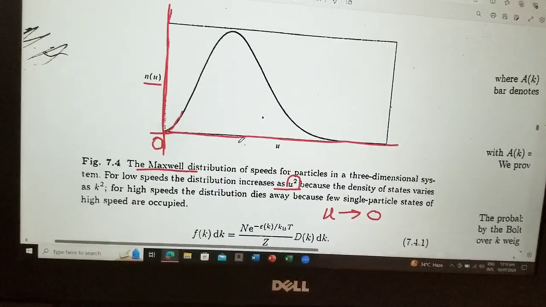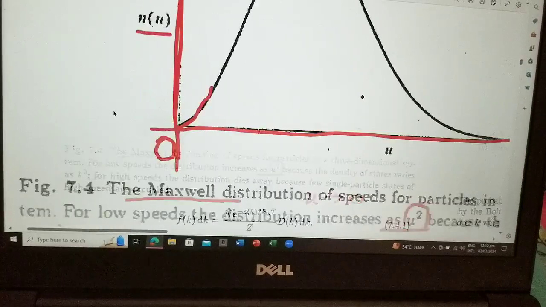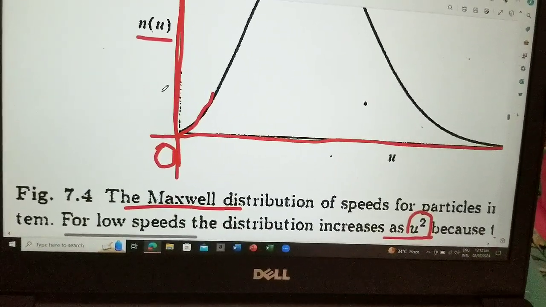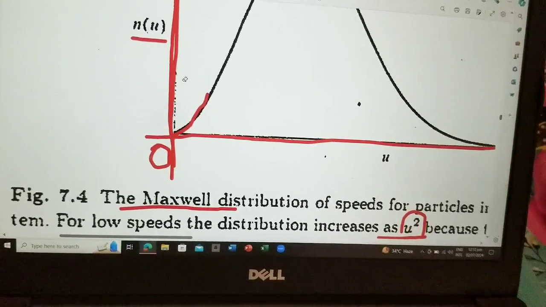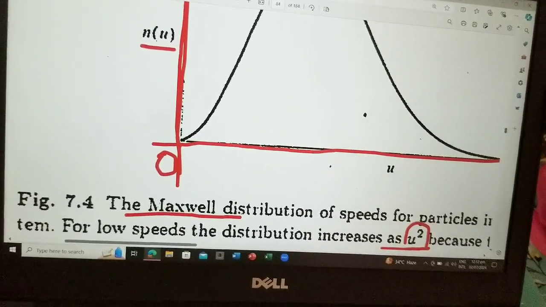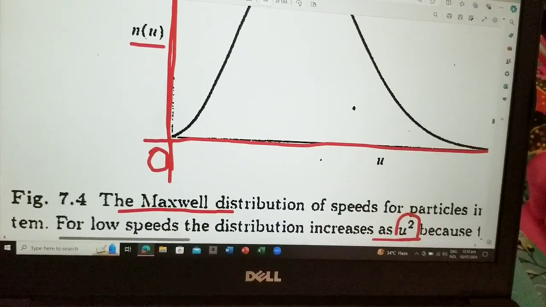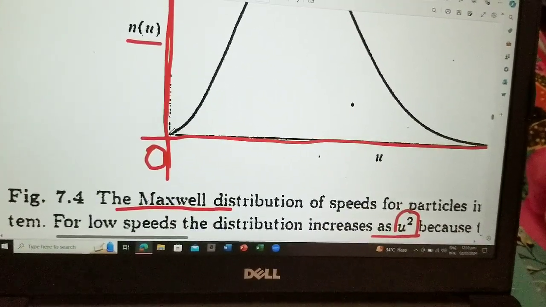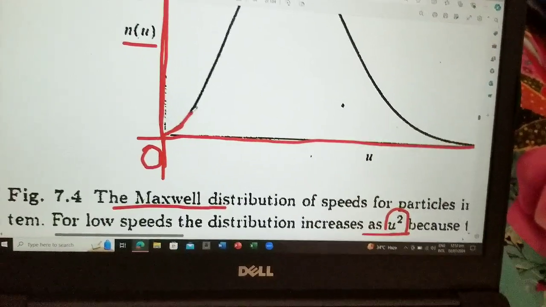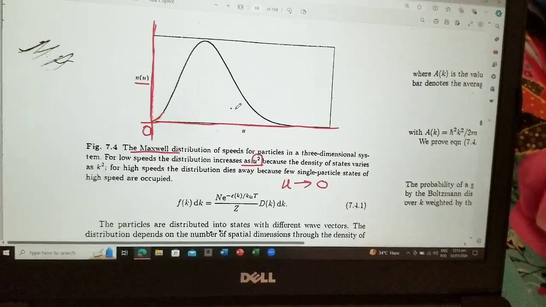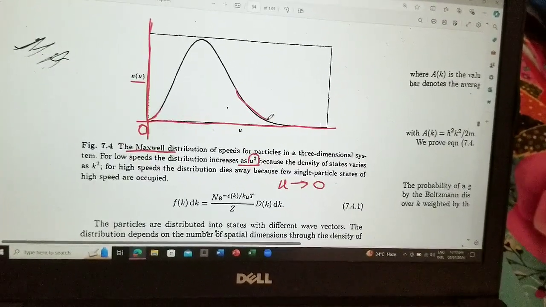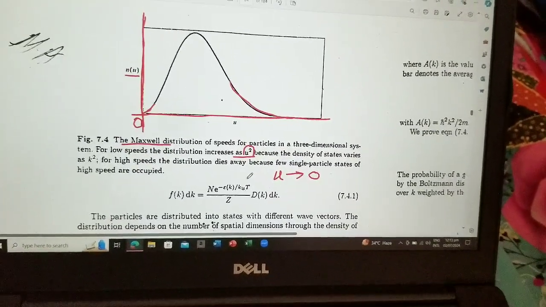So at very lower speeds, if you zoom in very much, you will see that the distribution varies as the square of the speed. And at higher values of speeds, you can see that the distribution function is dictated by the exponential function.